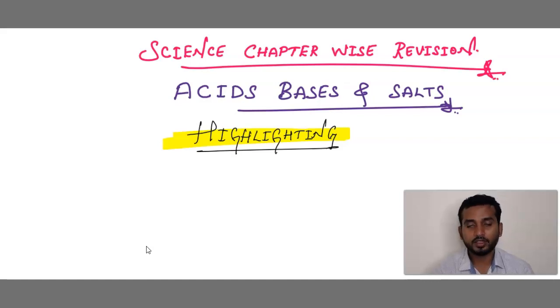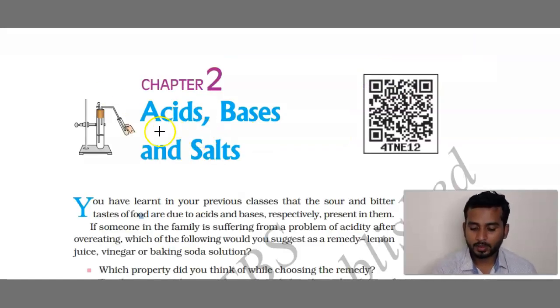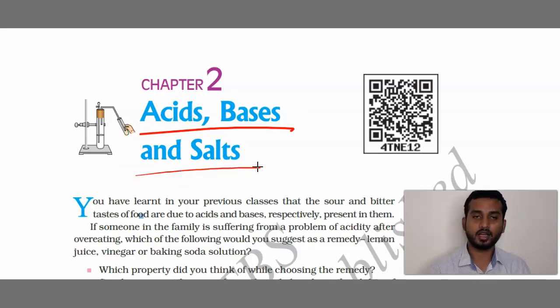Children, here we are discussing the chapter acids, bases and salts. Let's begin. We can see here the chapter name is acids, bases and salts. That is chapter 2. Shall we start? You have learnt in your previous classes. Do you think we want to start from here? No. First we have to see the summary of this chapter, that is points to remember. Come, let's see the summary of this chapter. Then we will start solving the questions of this chapter.